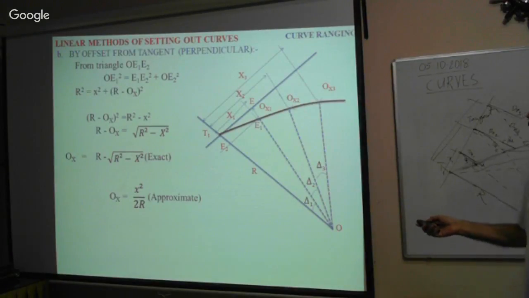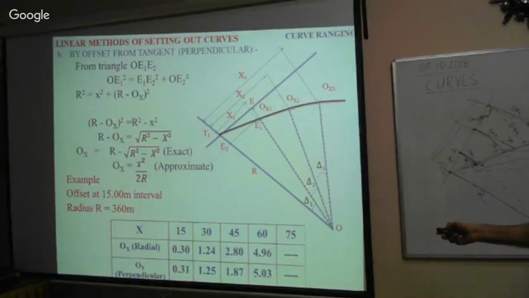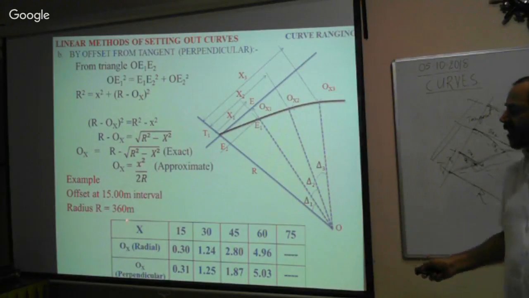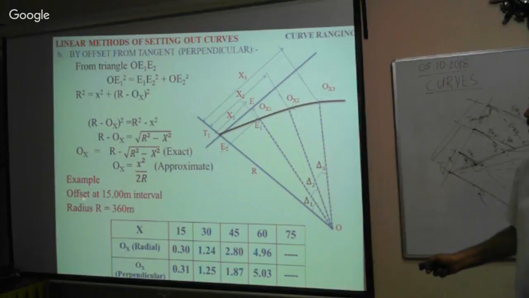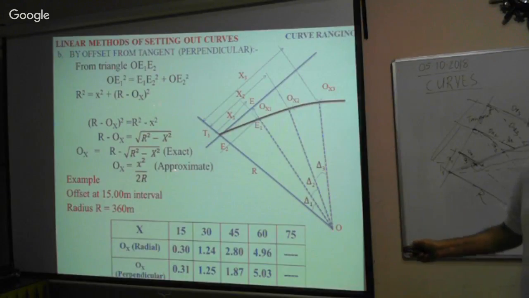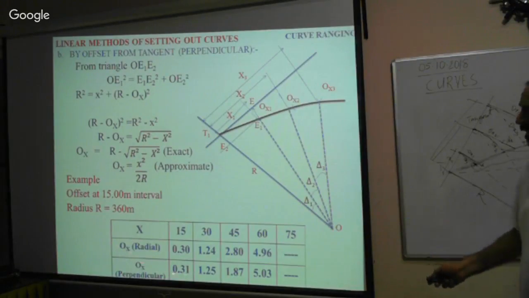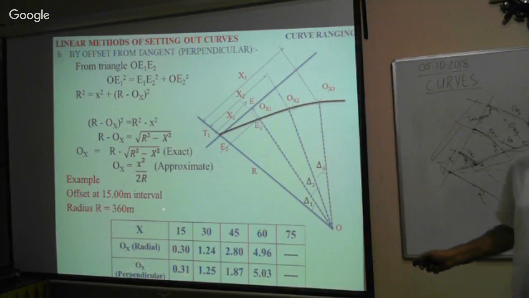Now after doing this, take one example problem. Can you see this? Just substitute the values. Offsets at 15 meter interval, the radius of the curve is 360 meter. Substitute this value in the equation and we are going to get the ordinates.